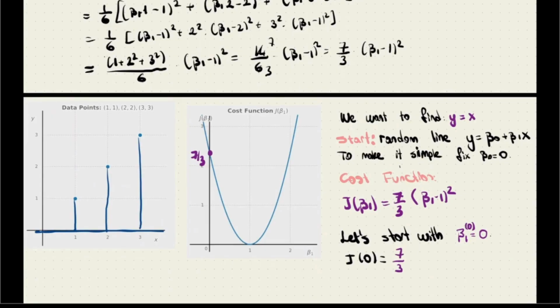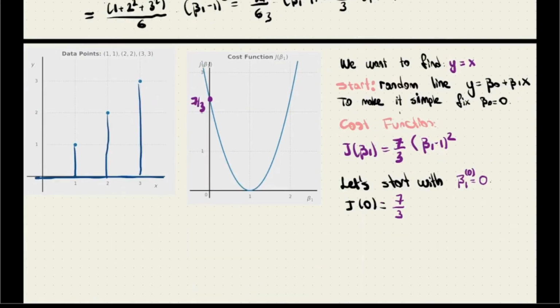Now we want to minimize the cost function by changing beta 1. From the graph of the function, we can see that if we want to reach the minimum, we need to move right. But how can we understand when we need to move right and when we need to move left? We can look at its derivative. If the derivative is positive, it means that the function is increasing, so we need to move left. And if the derivative is negative, it means the function is decreasing, so we need to move right to reach the minimum. At the point where the derivative equals 0, we reach the minimum.